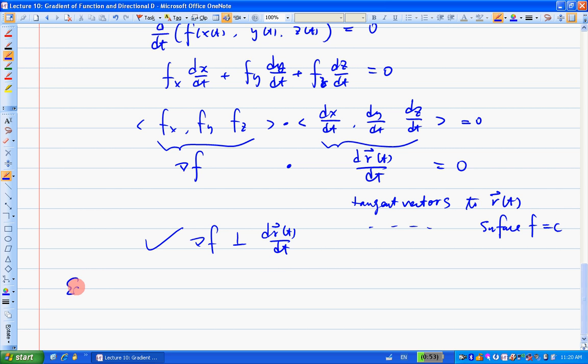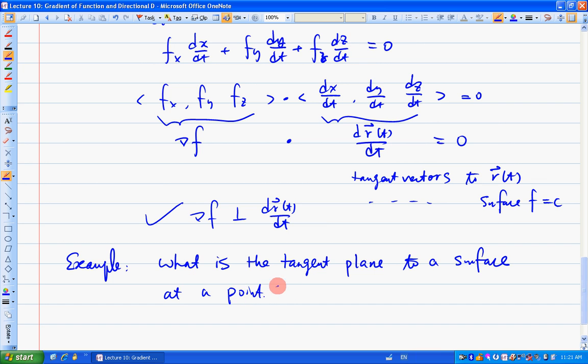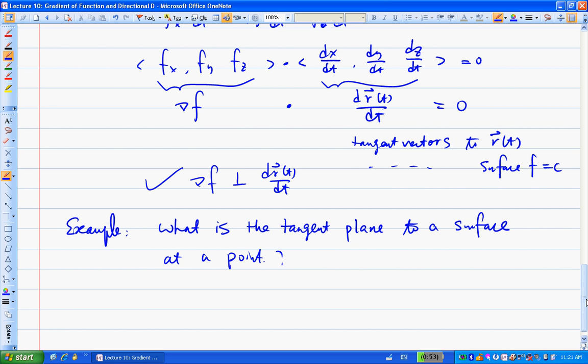So one of the applications, let's look at an example, okay? The application is: what is the tangent plane to a surface at a certain point? Is that clear, right? So the question basically is, what is the tangent plane to a surface at a point? That's basically one direct application here.